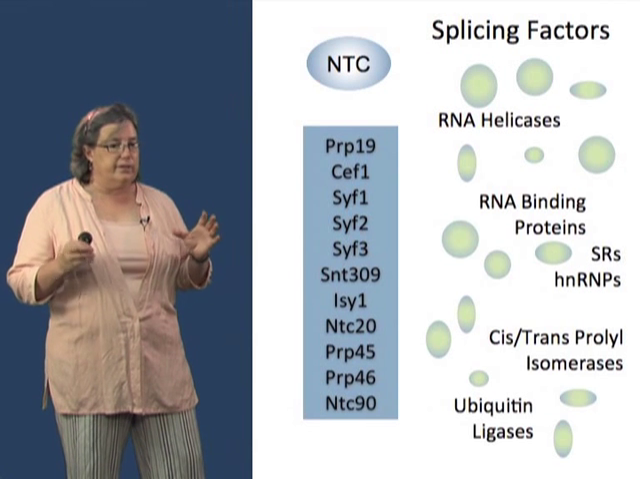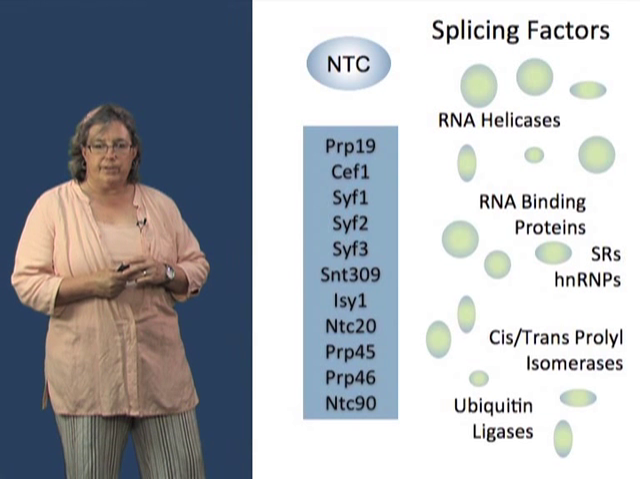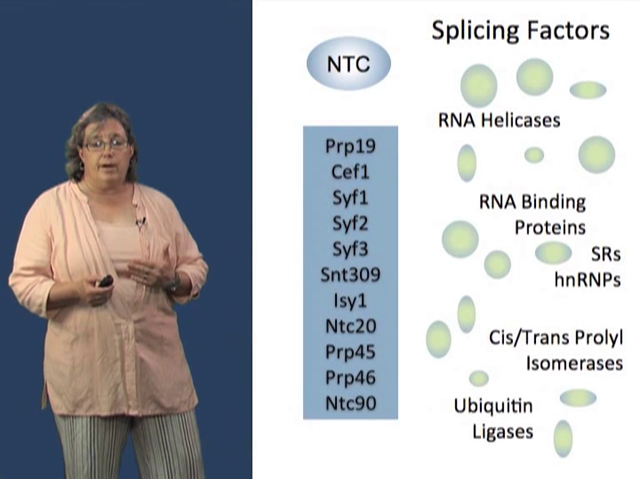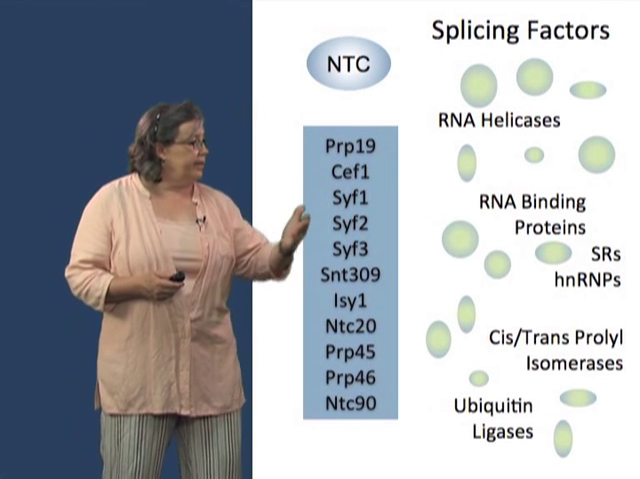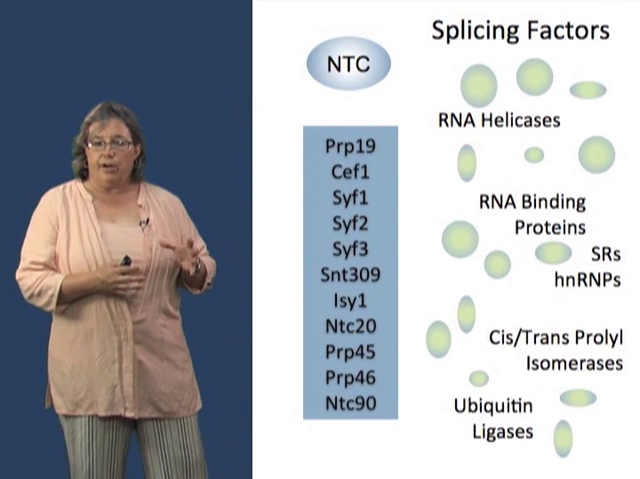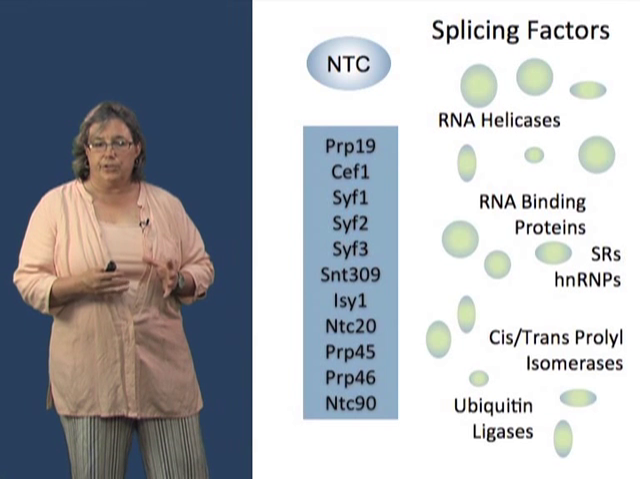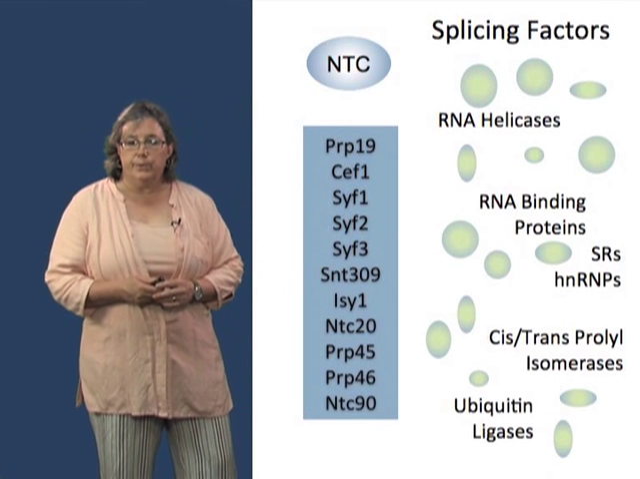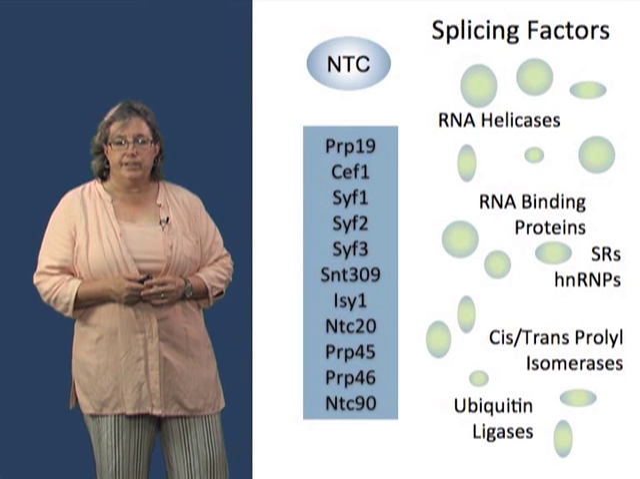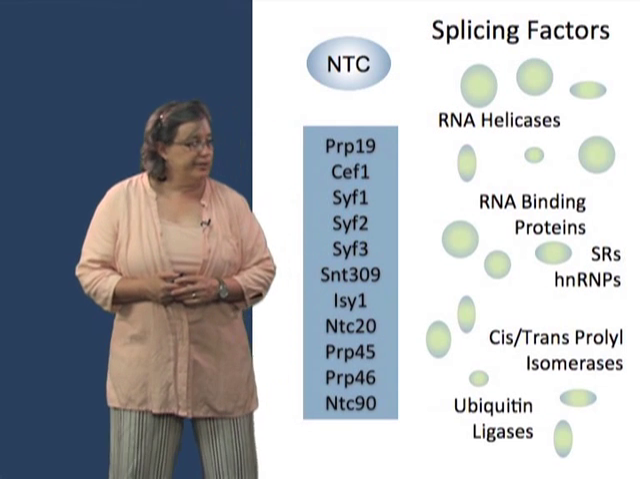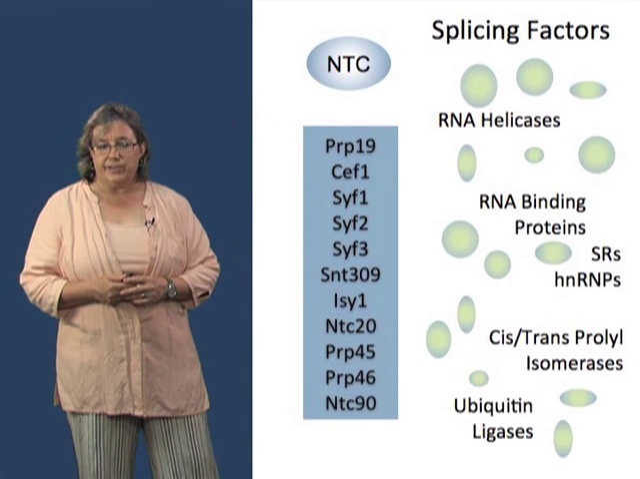And then in addition to these main stable components, there are also things called splicing factors. These are proteins that come and go, but are not stably associated with any single SNRP. Included in this class are RNA helicases that change the structure of RNAs or of RNA protein complexes. Certainly there are RNA binding proteins. We talked about 2 of the classes of those in the last lecture, the SR proteins and the hnRNP proteins. And there are unexpected proteins like cis-trans prolyl isomerases and ubiquitin ligases.